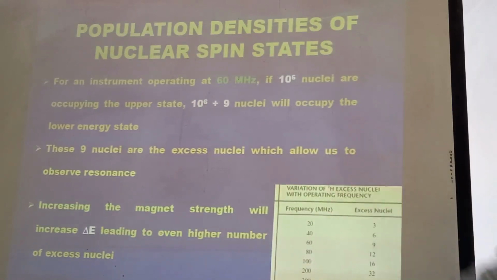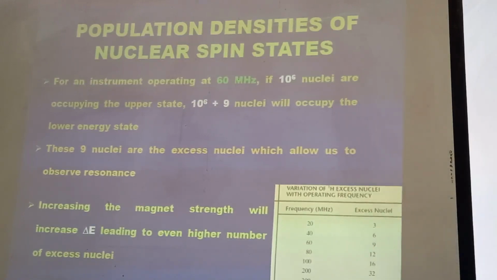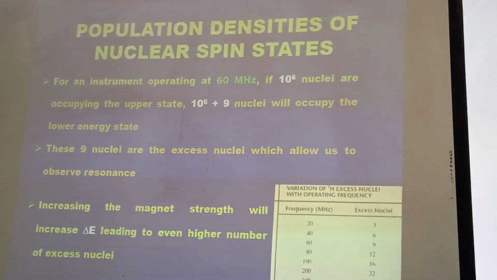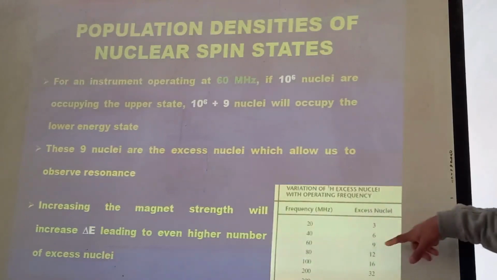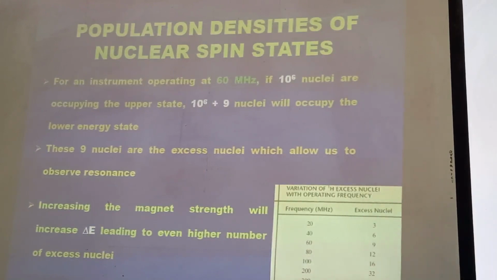Now this table shows you the relationship, or it's a comparative analysis of machines operating at different frequency. So if you are operating at 20 megahertz, under these conditions you will have only 3 nuclei in excess. At 40 it is 6, at 60 we just saw that it's 9, but when you go up to 600 megahertz, excess nuclei are equal to 96. Now we have an appreciable amount of excess nuclei in the alpha state, and that means a stronger signal.